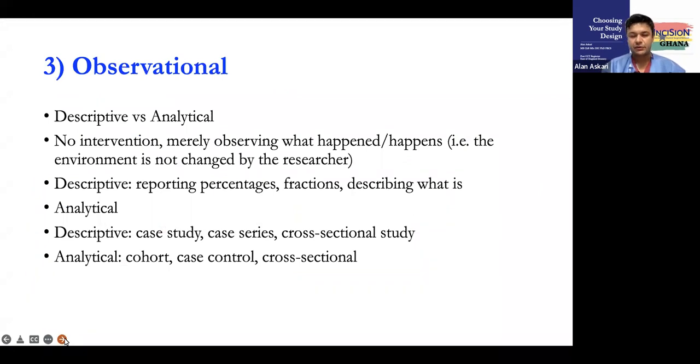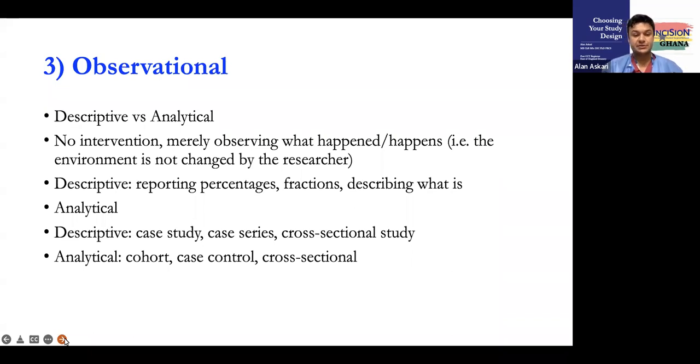They can be descriptive or analytical. In an observational study, you do not intervene in the patient's care. You're merely observing what's happened to that patient, i.e. the environment is not changed by you. We don't change the surroundings.